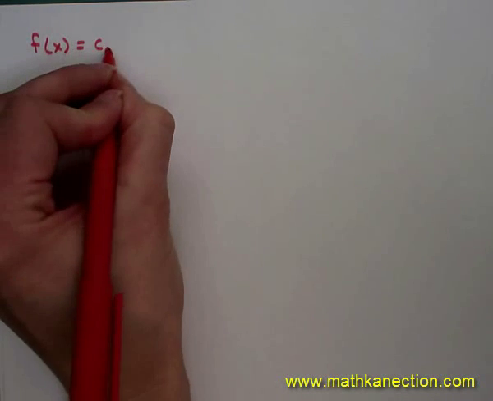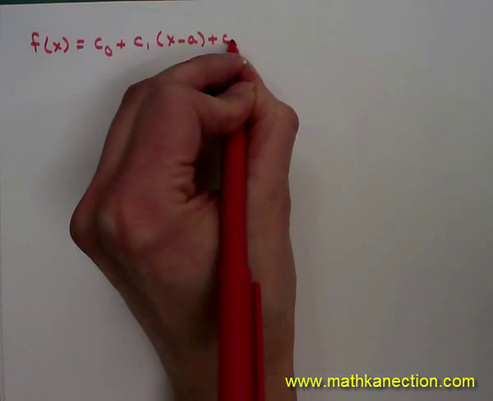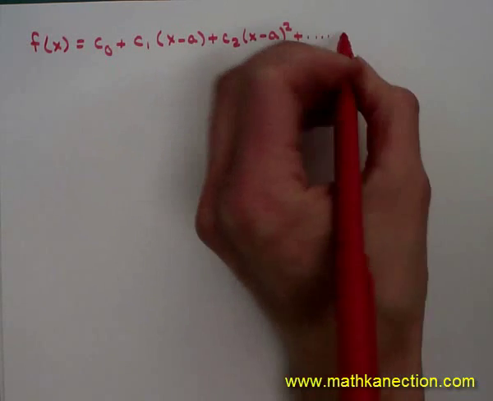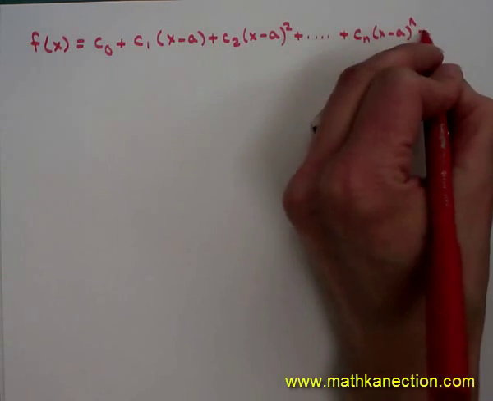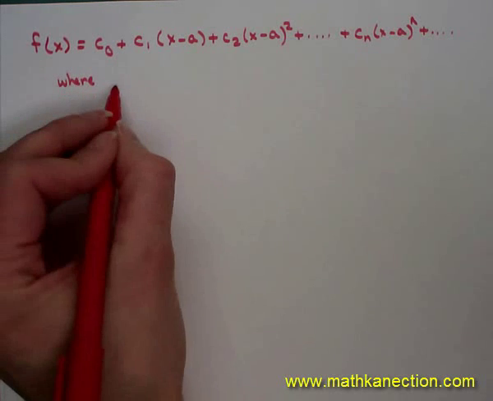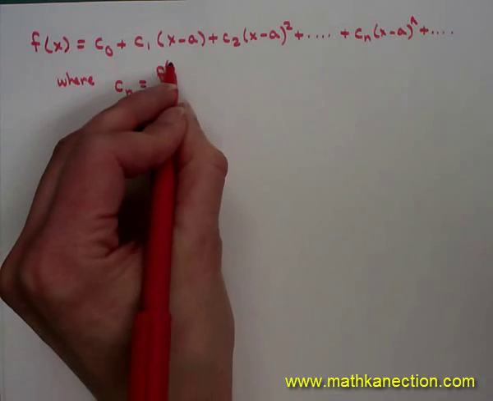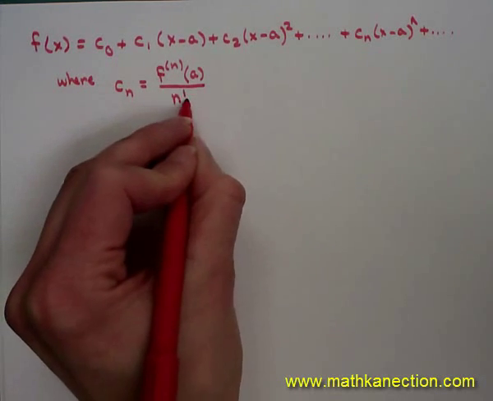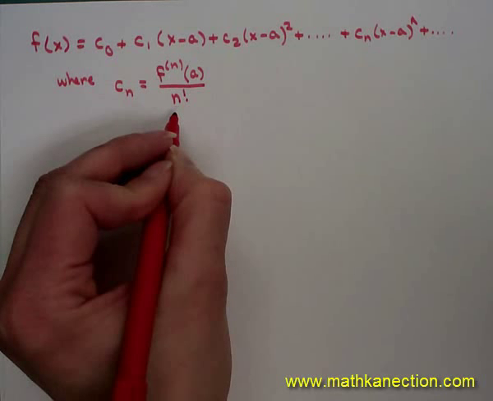So the power series, which is f of x is equal to c sub 0 plus c sub 1 (x minus a) all the way to c sub n (x minus a) to the n, where then the c sub n coefficient is the nth derivative of f at a over n factorial, and that's equal to c sub n.